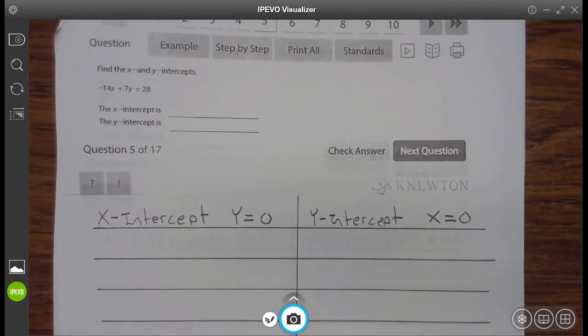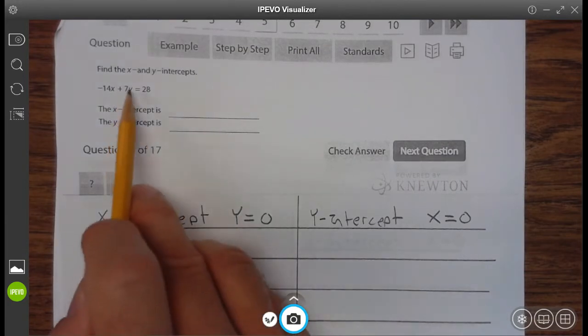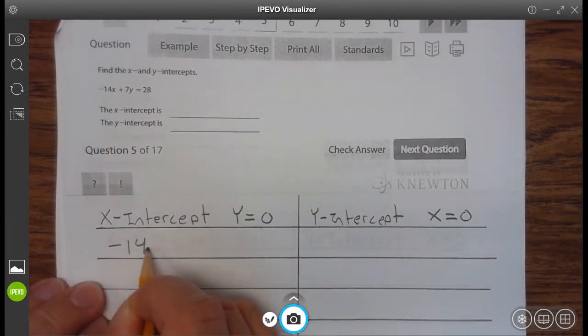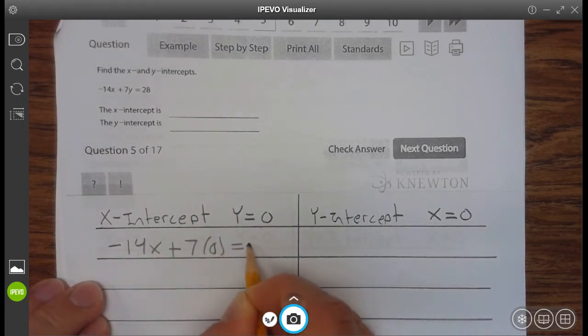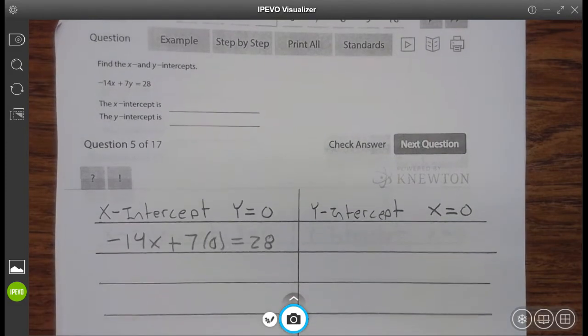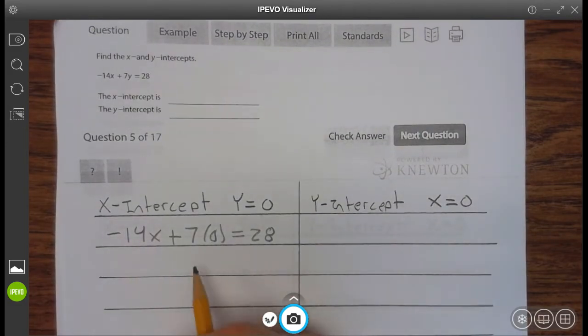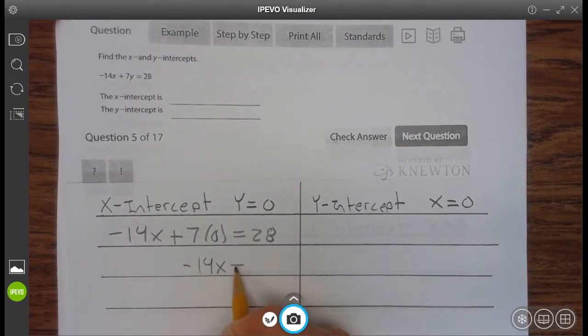Let's take a look at example 5. Find the x and y intercepts. To find the x-intercept, that's y equals 0. So we're going to plug 0 in for y. So that's negative 14x plus 7 times 0 equals 28. 7 times 0 is 0, so you're left with negative 14x equals 28.